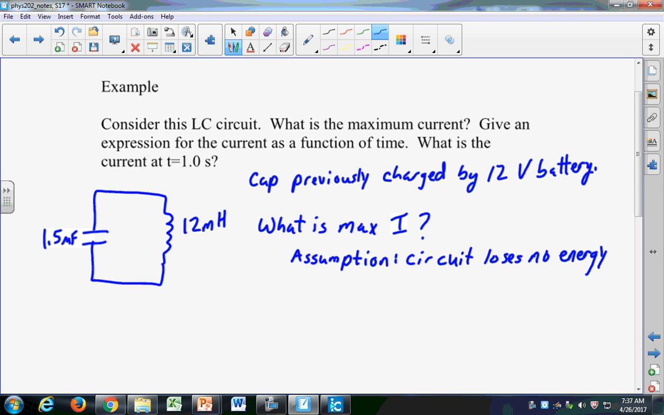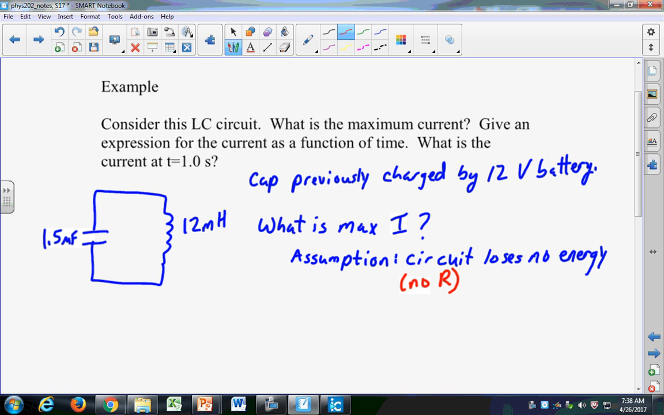A resistor, right. So if I have a resistor, then it's going to lose energy. So what we're saying when we say that the circuit loses no energy is that there's no resistor. That's not entirely true because the wires have some resistance, the inductor has some resistance as well. We sort of talk about this energy swapping back and forth forever, but that doesn't happen because there is a certain amount of resistance in the circuit, and eventually you're going to lose all of the energy in the circuit as that current travels through the wire.